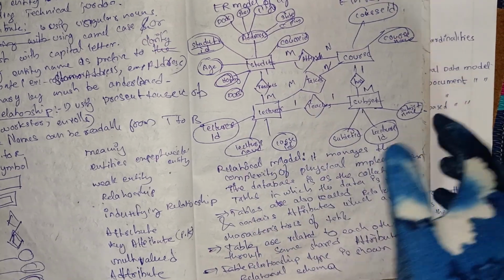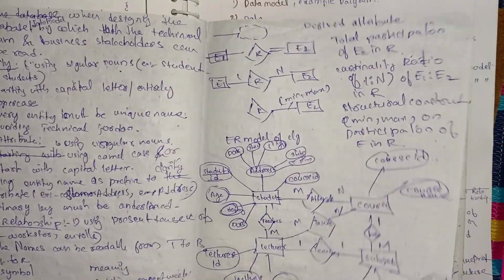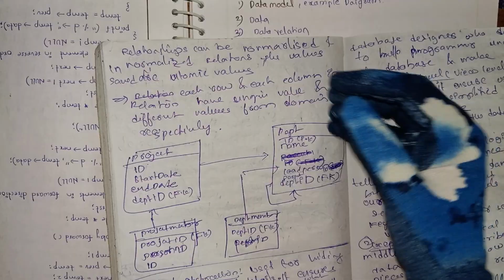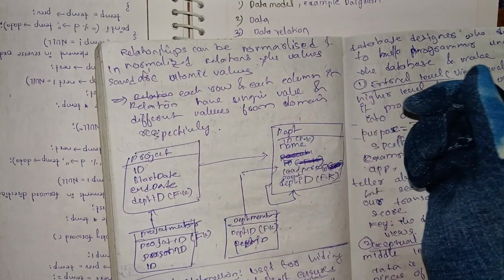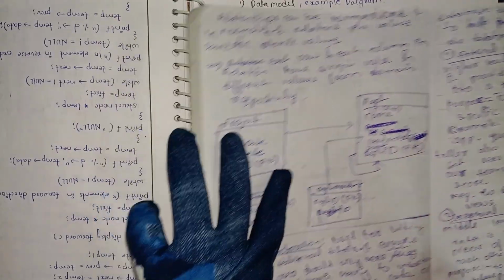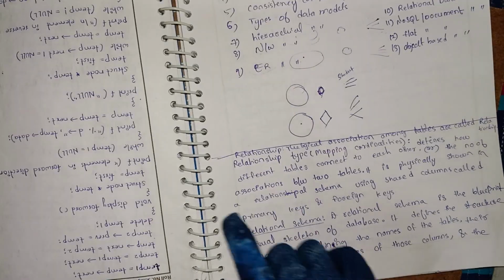Next, the remaining relational data model topics I will explain in the next class. As of now, in this video I will explain relationship types only.